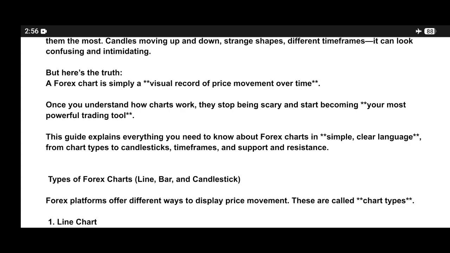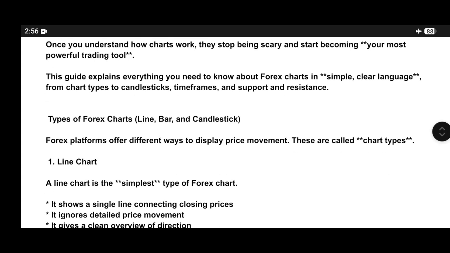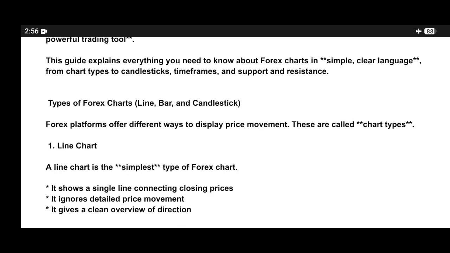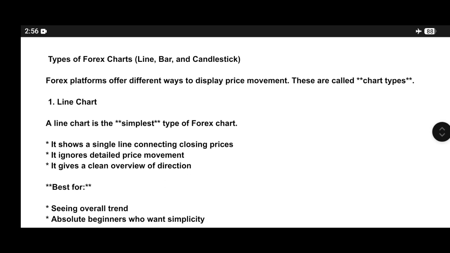Types of forex charts: we have the line chart, we have the bar chart, and we have the candlestick chart. Understand? Trading platforms offer different ways to display price movements. These are called chart types. Understand? So number 1, we have the line chart. A line chart is the simplest type of trading chart.